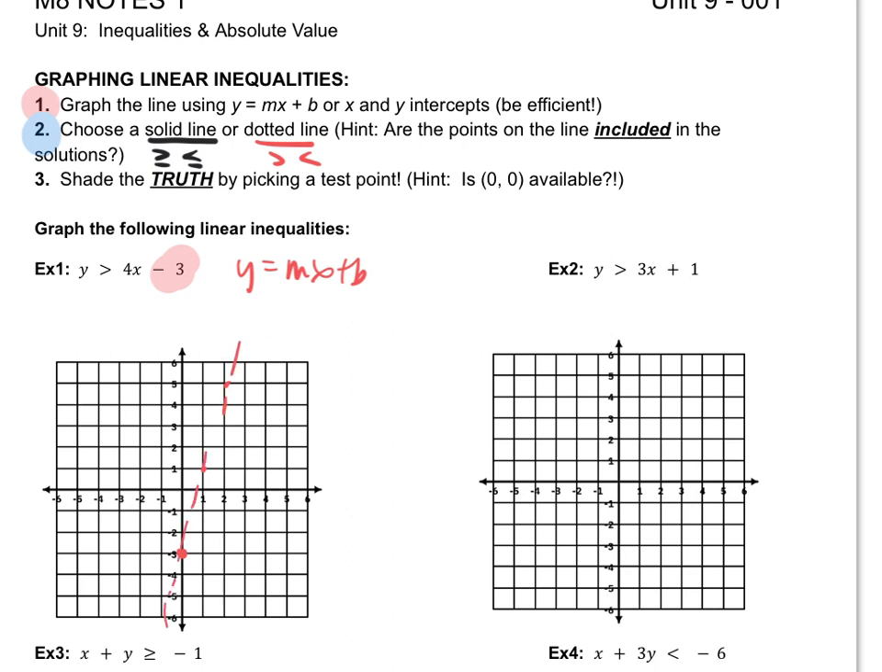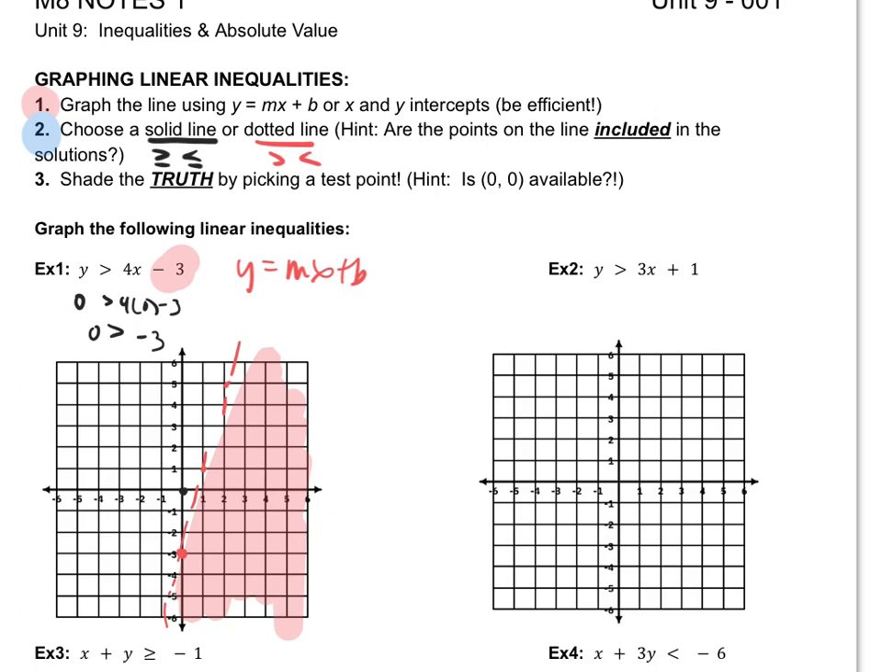Now I want to decide, should I color this side or should I color this side? To do that, I'm going to pick a test point. The easiest test point to pick is the origin, because zeros are really easy to work with. So I'm going to replace x and y with 0. So 0 is greater than 4 times 0 minus 3, which gets me 0 is greater than, well, 4 times 0 is 0, and 0 minus 3 is negative 3. So that says 0 is greater than negative 3. Well, that's not true. That means the origin is not part of the solutions, so the solutions are over here. So I'm going to color in this side. That's it.